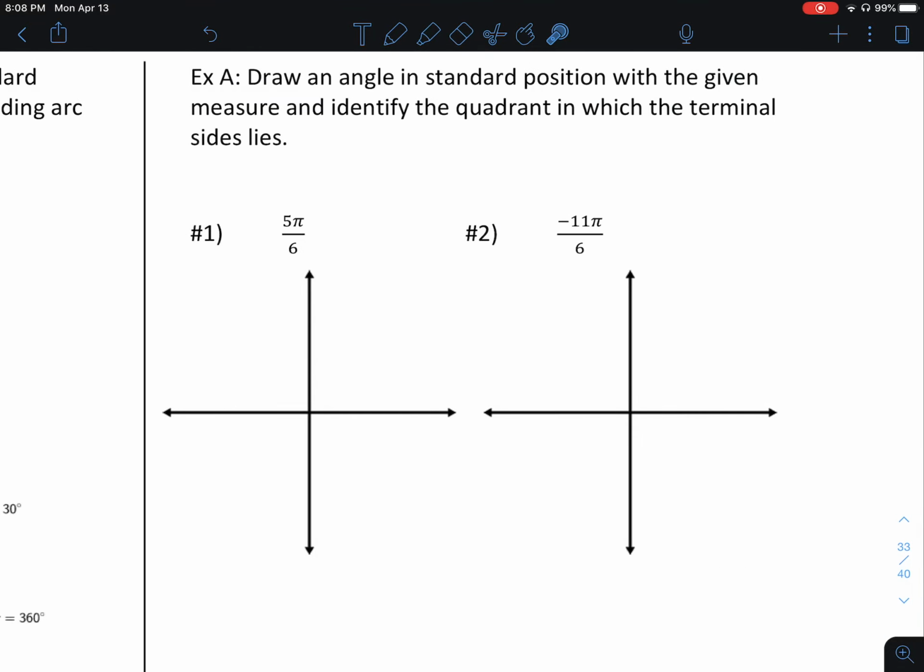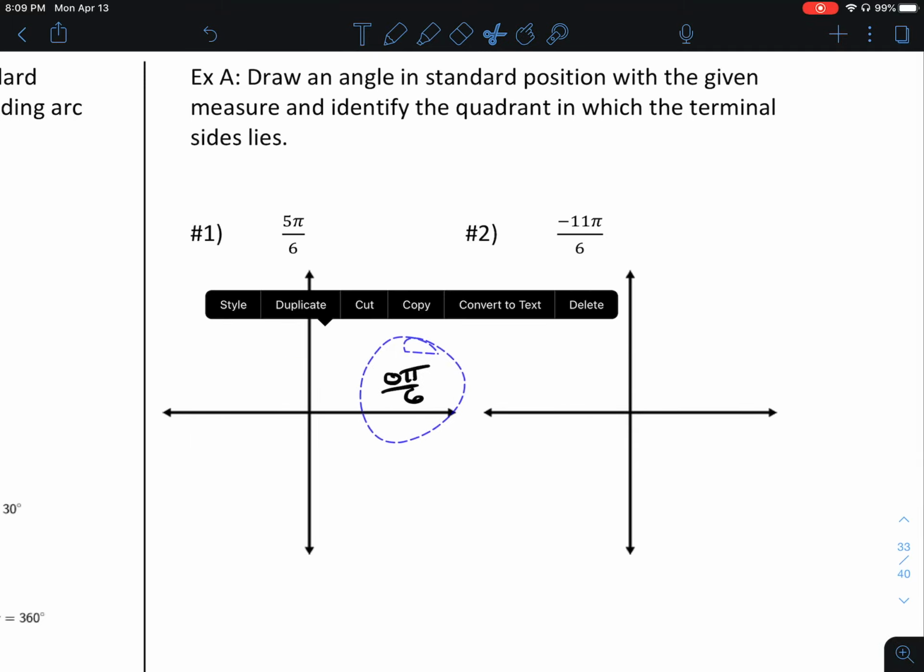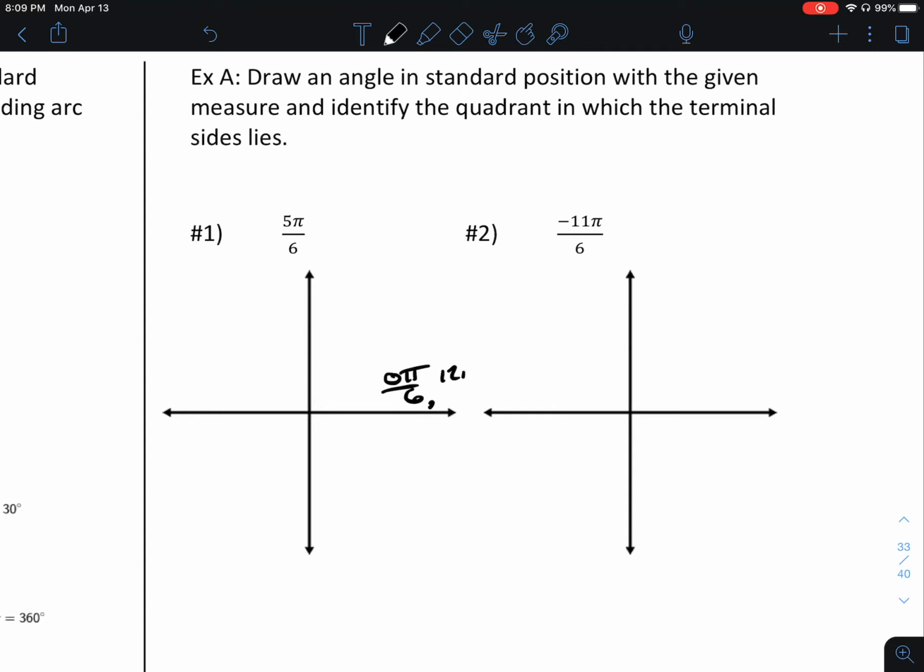Example A, draw an angle in standard position with the given measure and identify the quadrant in which the terminal side lies. This is what I would insist that you do for this. Since this denominator is a 6 and we got pi on the top, I would draw these quadrantal angles without reducing, making sure there's a 6 on the bottom. So for example, beginning we got 0 pi over 6. If we make a complete revolution, that's 2 pi. And if we're going to use a denominator of 6, that's the same as 12 pi over 6.